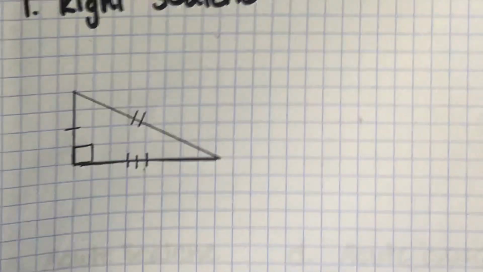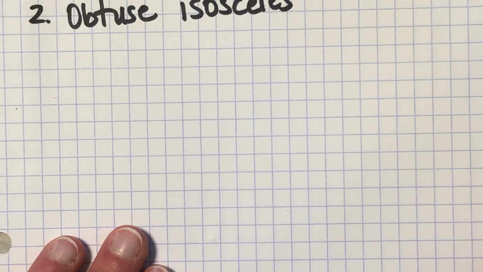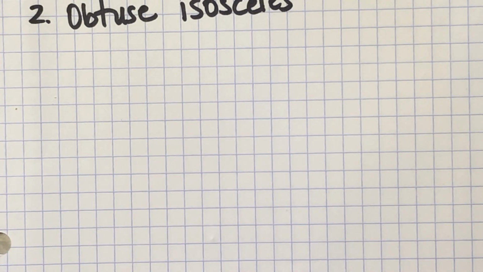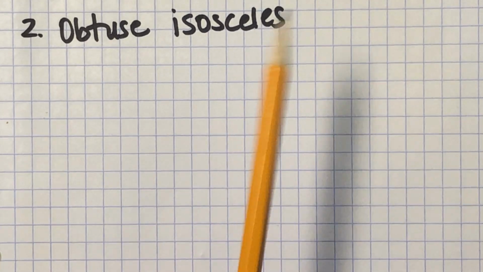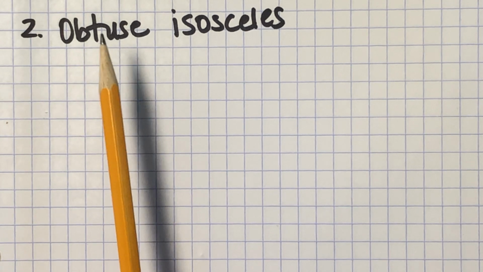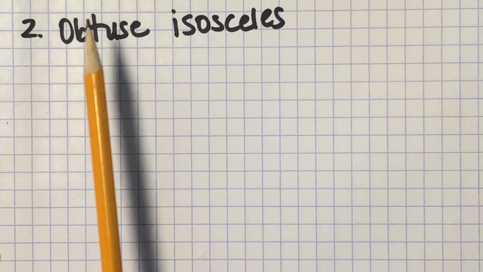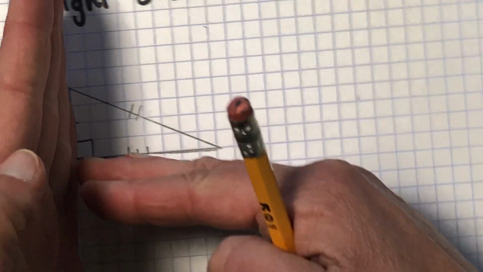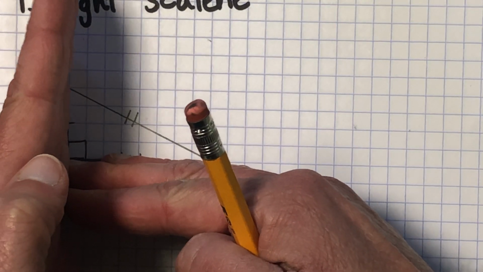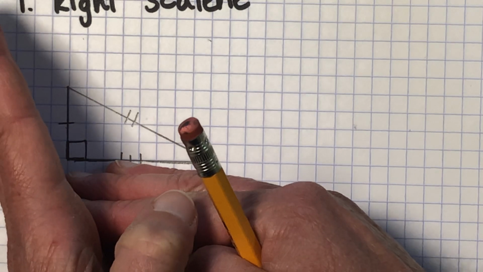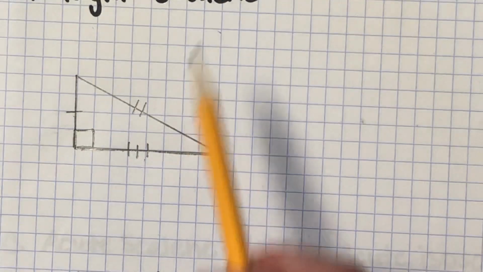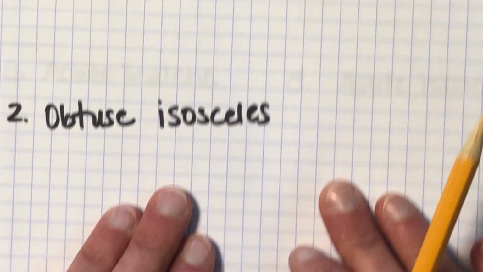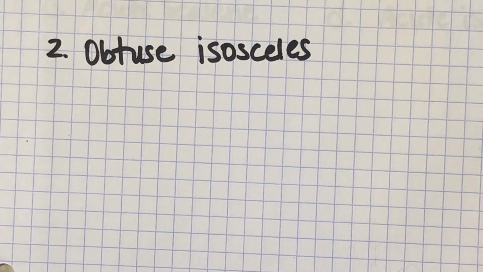The next triangle I want to make is an obtuse isosceles. Now, here I have to think, what am I making? I'm making a triangle that has one obtuse angle. That means it's going to be greater than 90 degrees. So this angle that I'm going to make that's going to be obtuse is going to have to look something like that. And I also am going to make it isosceles, which means that I have to have 2 sides that are the same. So that's going to be really important today.